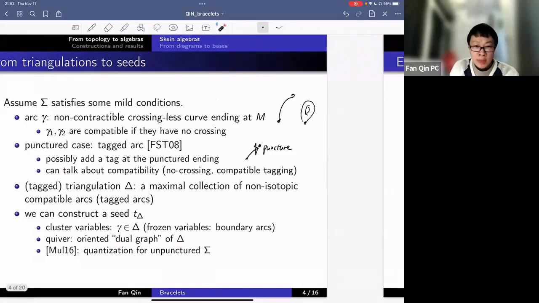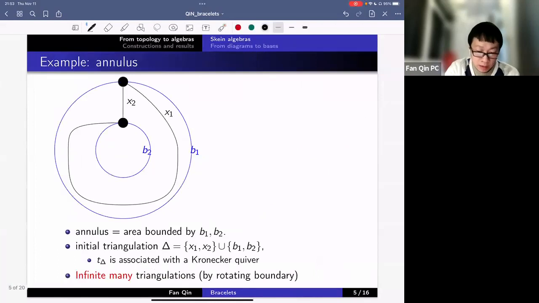Let me give you a quick example. So you look at this annulus. For this annulus, I have already drawn its triangulation. This area bounded by B1 and B2 can be divided into two triangles. And there are internal arcs, X1 and X2, and boundary arcs. If I draw the oriented dual graph, it will be something like this. So in the end, we arrive at something like this.